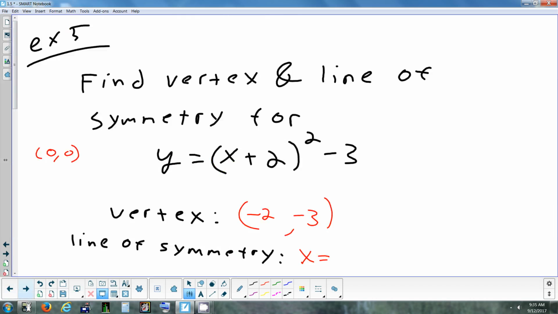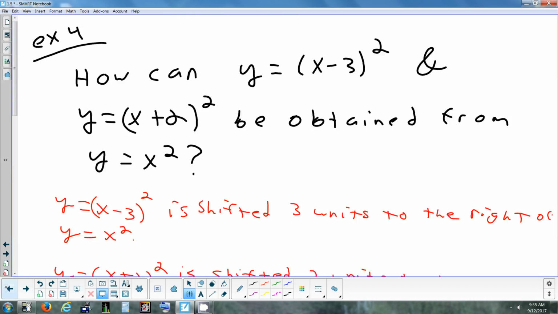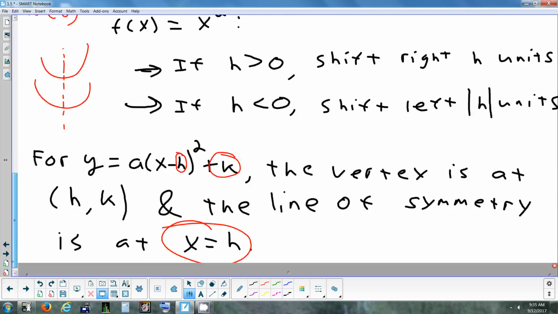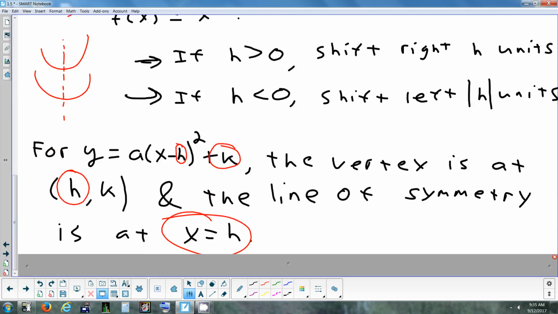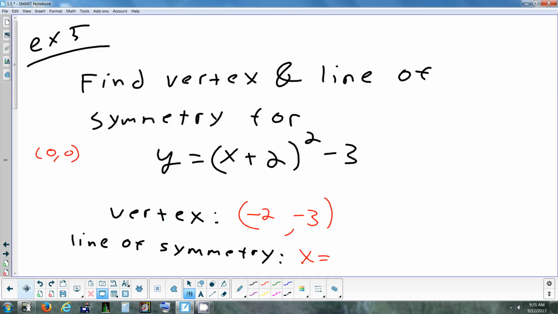So if we go back, my H value here is. What is the H value? I'm sorry, I'm kind of lost. The H value is the first number after you find the vertex, or it's the number after the minus sign. So it's -2.